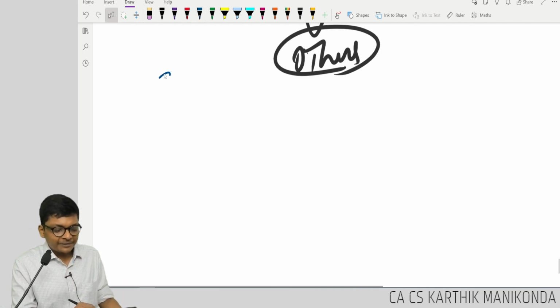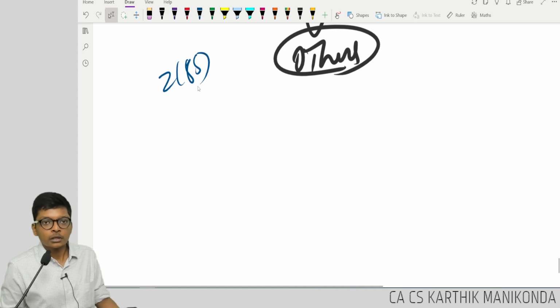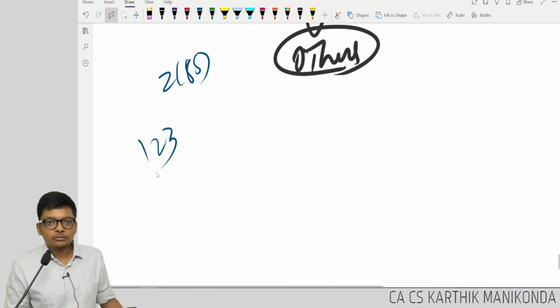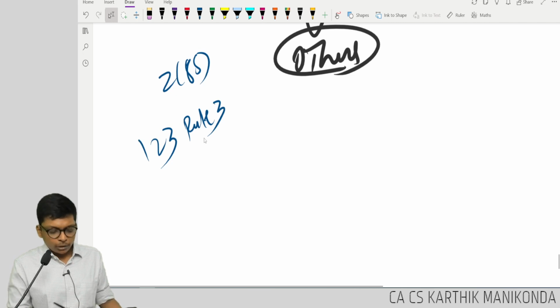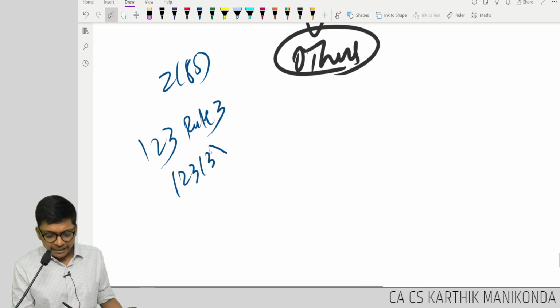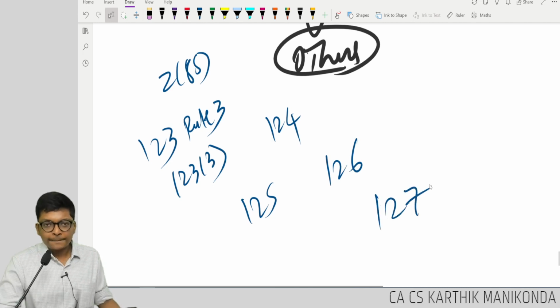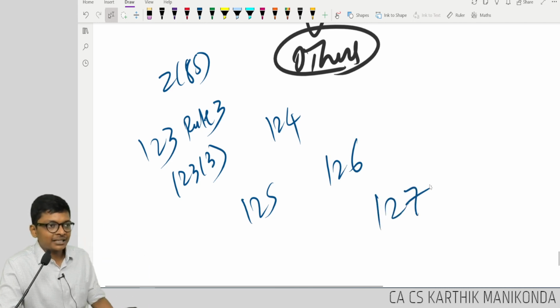What is section 2 subsection 85? Small company. Loudly, guys. Small company. Section 123, declaration of dividend, 3 rules. Section 123 subsection 3, interim dividend. Section 124, unpaid dividend. Section 125, IEPF. Section 126, 127, penalty for non-payment of dividend. Is that clear? Are you all following, guys?